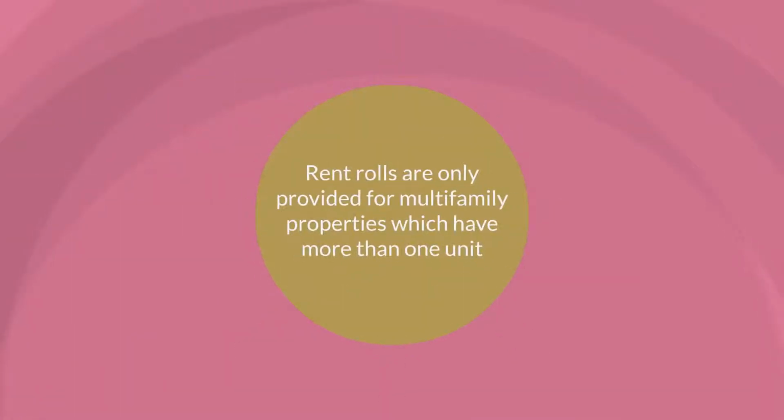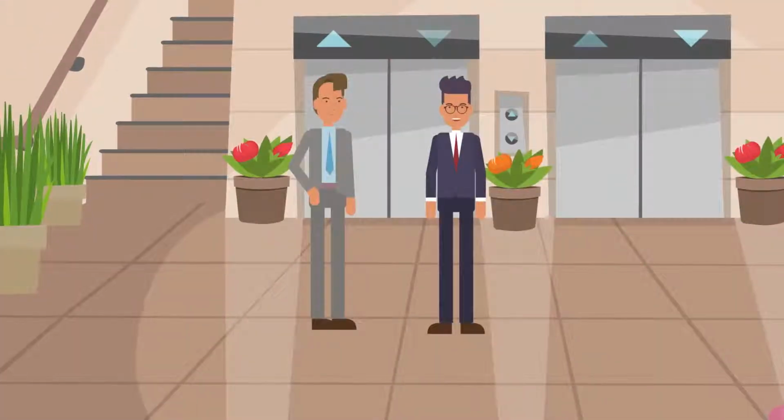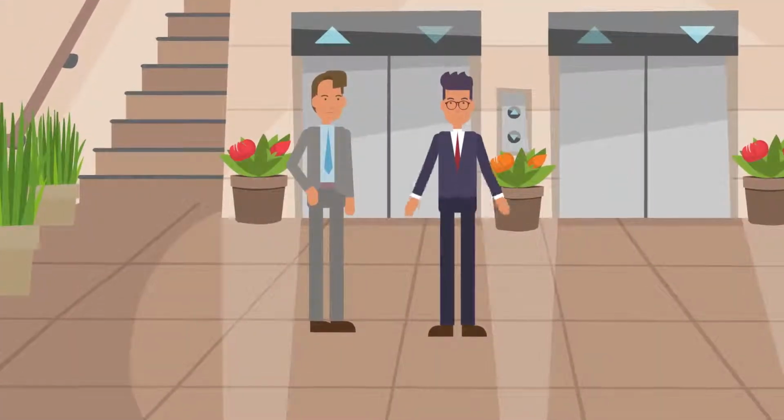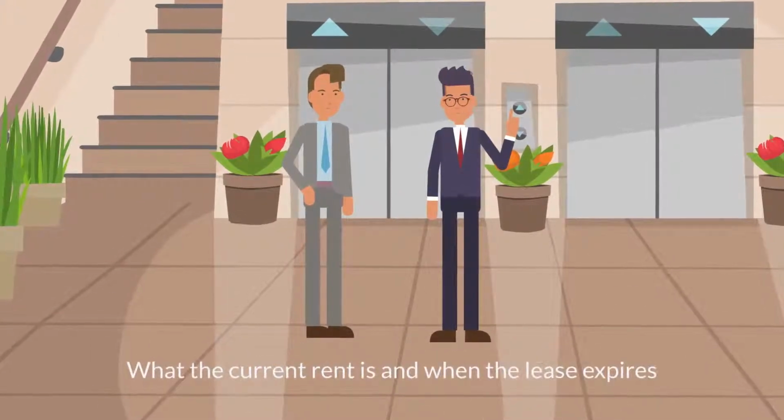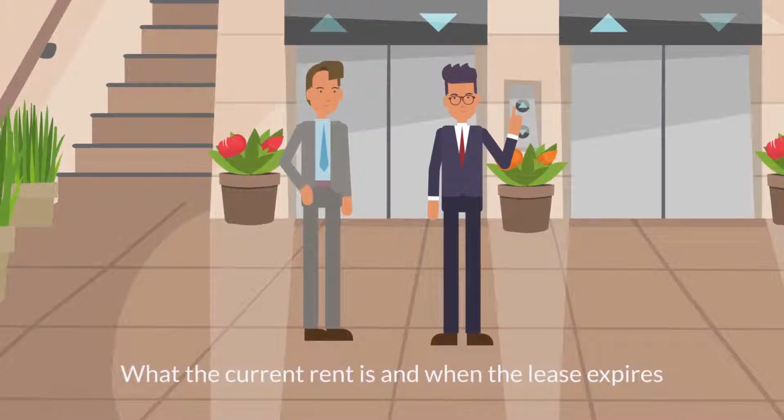Rent rolls are only provided for multifamily properties which have more than one unit. If you're buying an occupied single-family home or apartment as an investment, there's no need for a rent roll. The listing agent will simply tell you what the current rent is and when the lease expires.